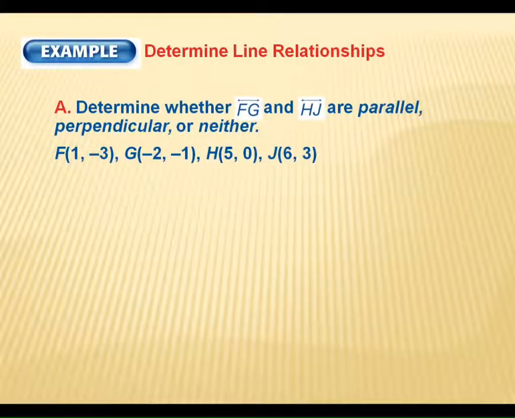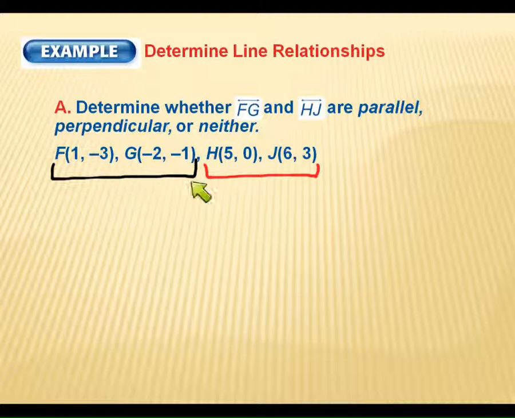So for example, I promise you this is a quiz question on the very next quiz we take. Okay? It is almost word for word, just the numbers are changed. It says if you have two lines FG and HJ, tell me if those are parallel, perpendicular, or neither. So I'm looking at FG and HJ, and I want to know, are those two lines parallel, perpendicular, or neither? Okay.